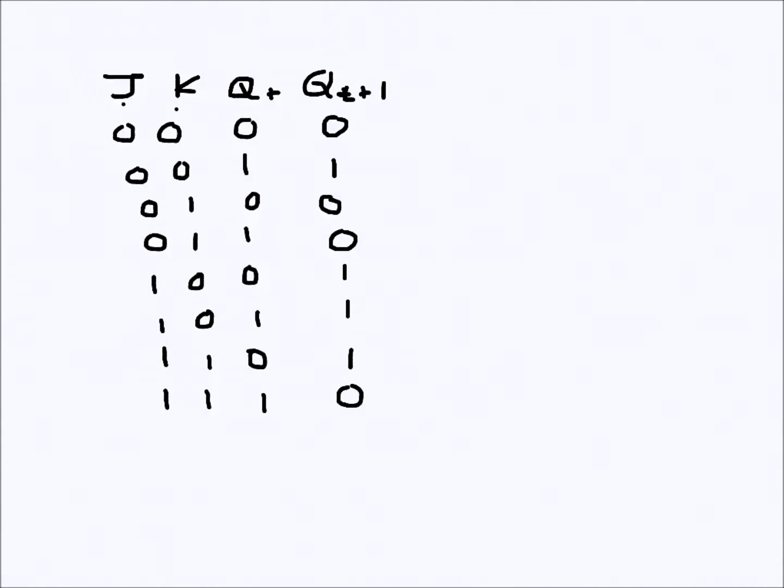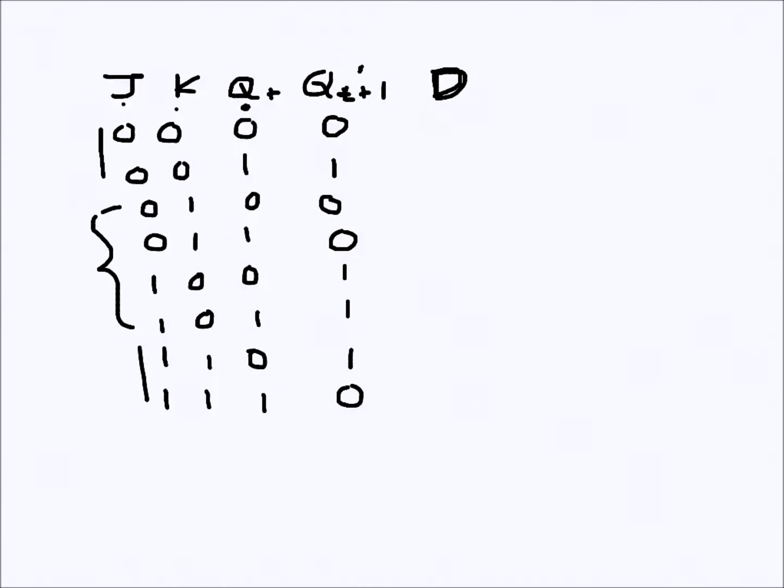J, K, and this is the Q present, and this is the next Q. So we can see this is how the next Q will be. These are, as I discussed before, the conditions for the T connection, and these are for the D flip-flop. So anyway, since I have to make a JK flip-flop out of a D flip-flop, let's look at the D column. What will happen to the D column?